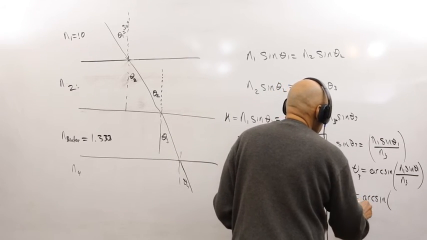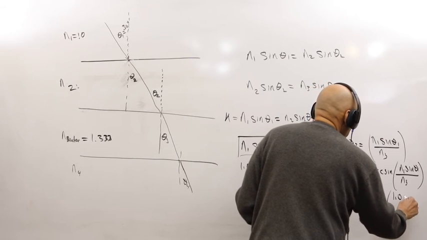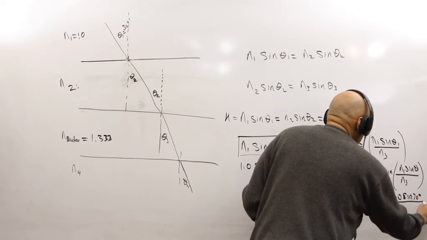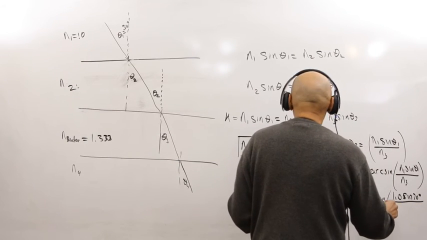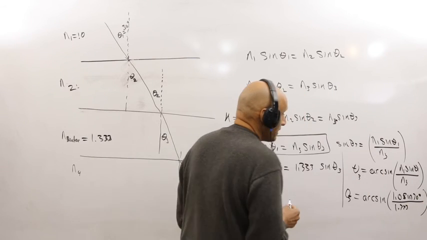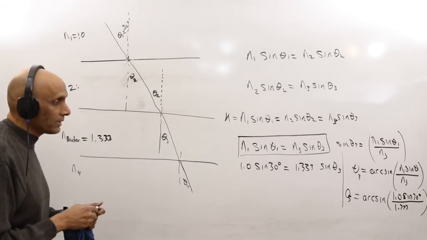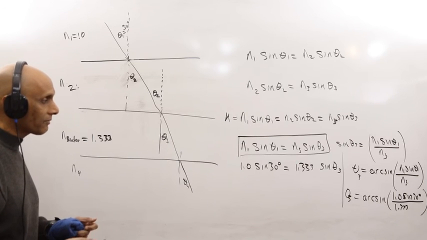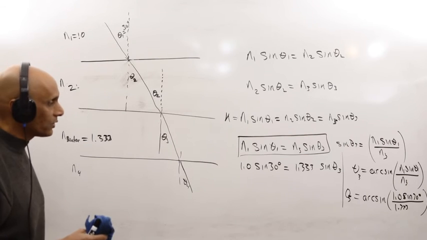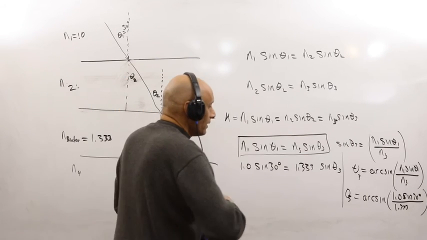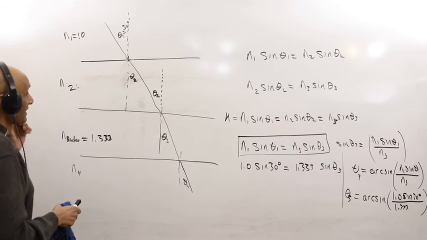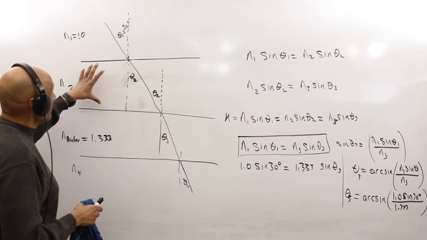So theta 3 is equal to n1, which is 1.0, times sine of 30 degrees, divided by the index of the material, which is 1.33, and I won't actually calculate the answer, they're just numbers. So it's 1.0 times sine of 30 degrees, which is a half, so it's 1/2 divided by 1.33, and take the inverse sine as theta 3. Okay, so the main idea you should get out of this is that it's as if the bending didn't really matter in the material.